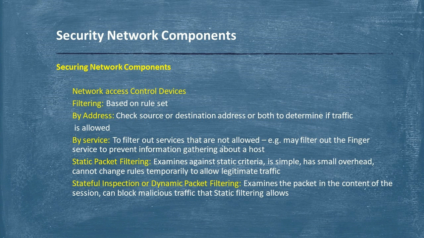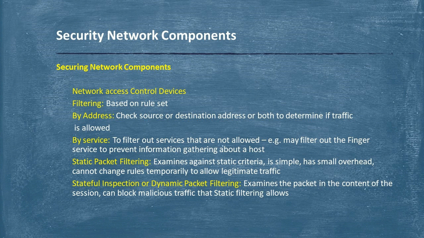Filtering is based on the rule set, either by address or by service. There are two types of filtering: static and dynamic, or stateful inspection. By address, you check the source and destination address or both to determine if the traffic is allowed. Based on the address, you allow the traffic, the firewall rule. The next one is service, to filter out the services that are not allowed. For example, you may filter out finger, which is another service. The firewall can be configured to not allow traffic of this service.